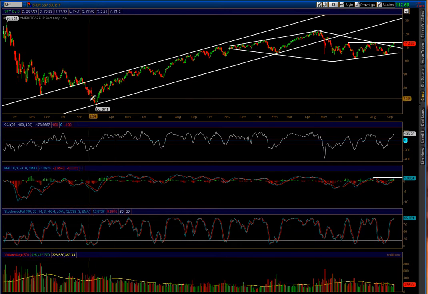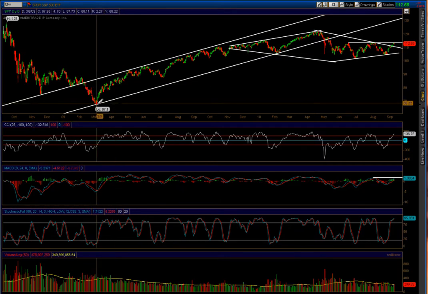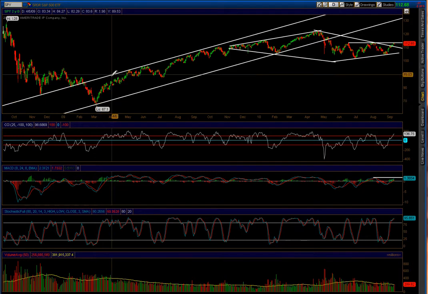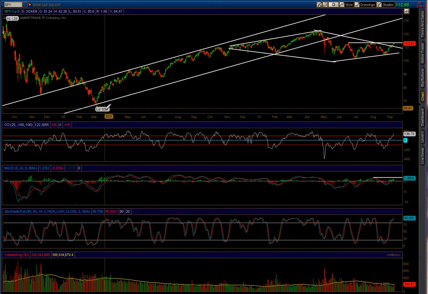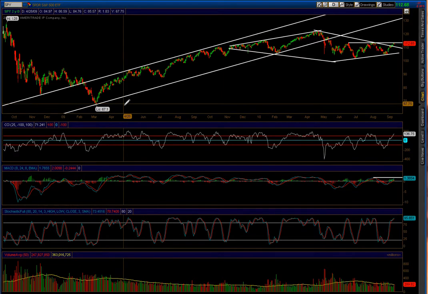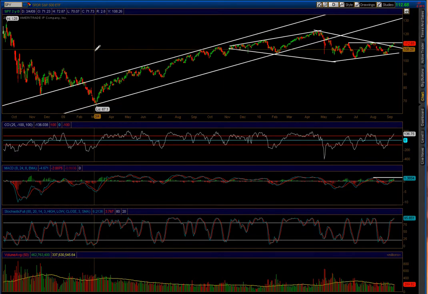Okay, so again, back in 2009, the low for the SPY was 67.1. For the S&P 500 it was 666.70, which I guess you can round off to 670. So you can see that it's more or less 10% of the S&P 500.